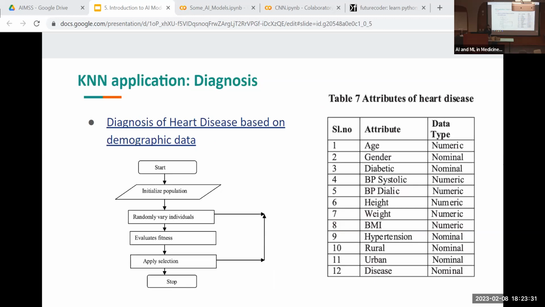An example of a KNN application is diagnosis of heart disease based on demographic data. And again, you can go to the link later to see what they did and how a machine learning model was used for classification of heart disease data.